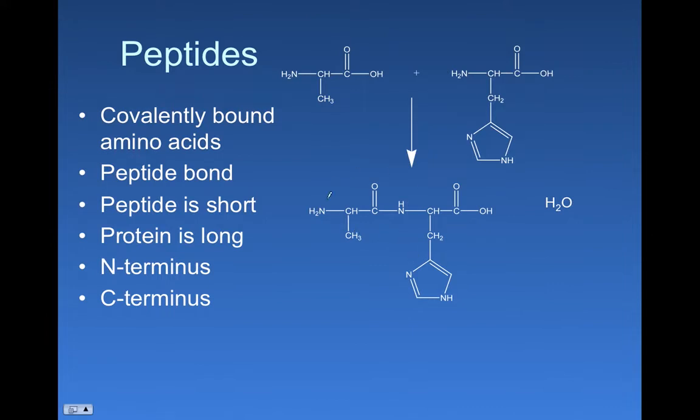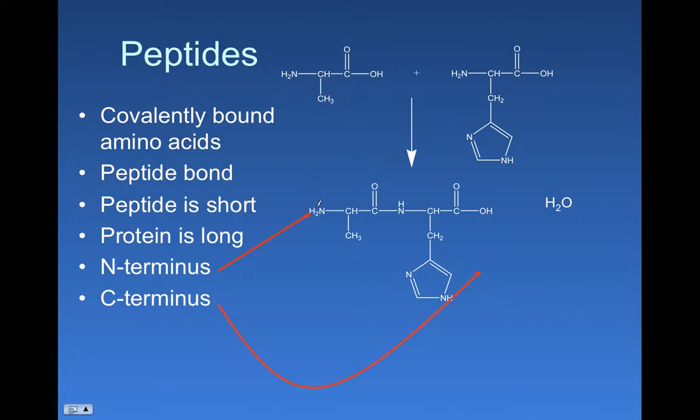Okay. Now, once we couple two amino acids together, we can call it a peptide, right? Peptides we usually think of as short stretches of amino acids. Proteins we usually think of as longer stretches of amino acids, but there's no real designation for where that transition is from a peptide to a protein.